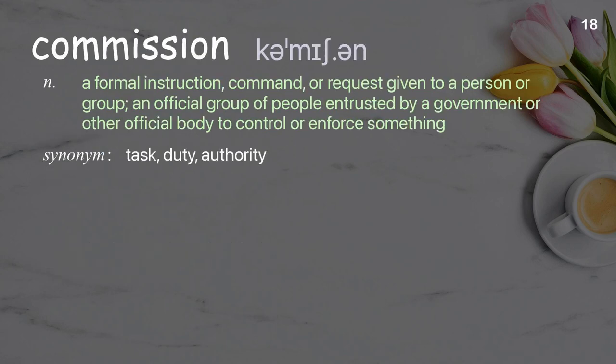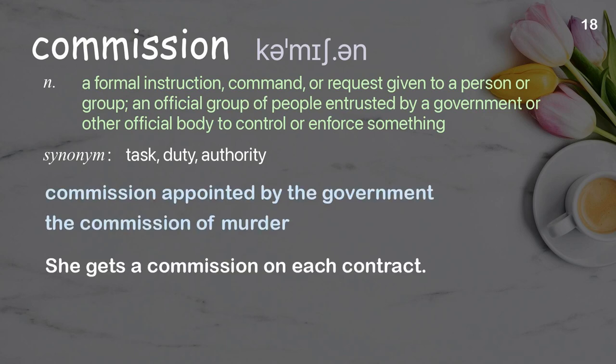Commission. A formal instruction, command, or request given to a person or group, an official group of people entrusted by a government or other official body to control or enforce something. Examples. Commission appointed by the government. The commission of murder. She gets a commission on each contract.